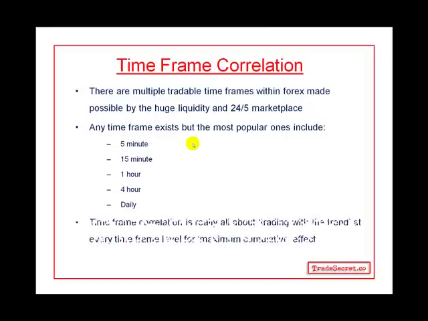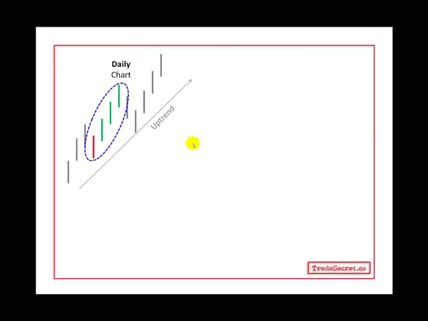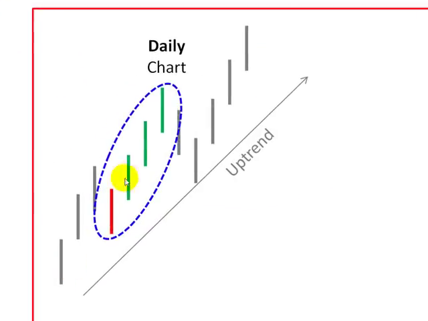the main ones. So time frame correlation is really all about trading with the trend, but we do it at every time frame level for a maximum cumulative effect. So trading with the trend comes into play very much here, but it's about just trying to layer up the probability of the trade working. So let's do a little example here. I've got a sort of fictitious setup here.